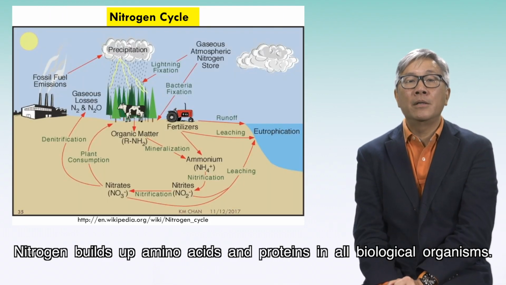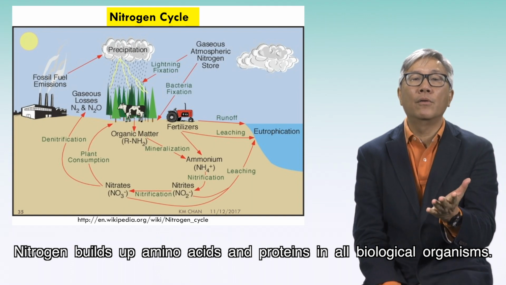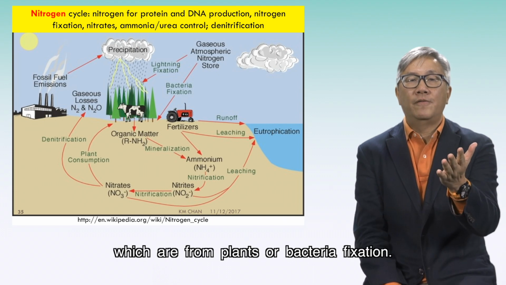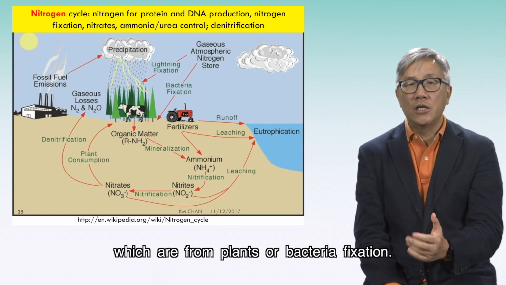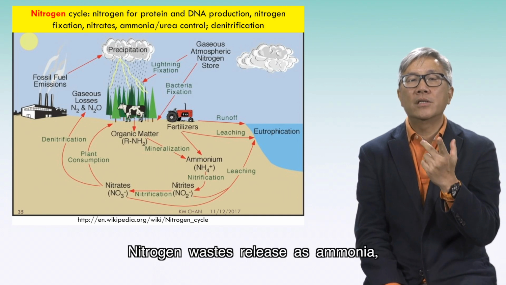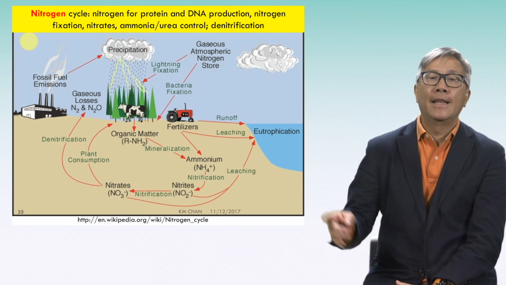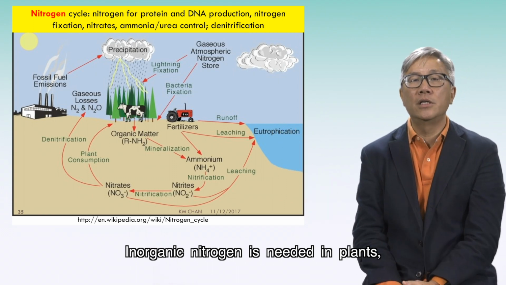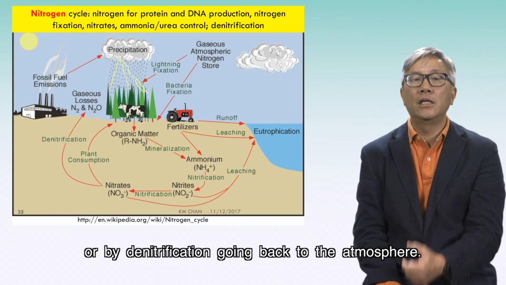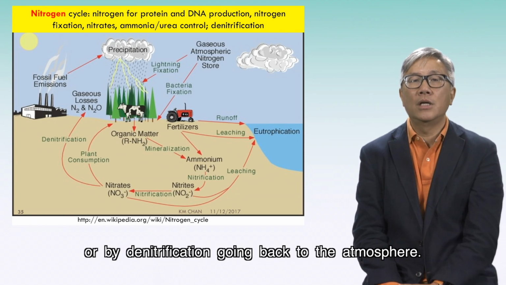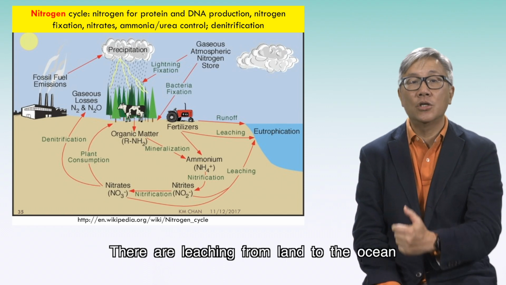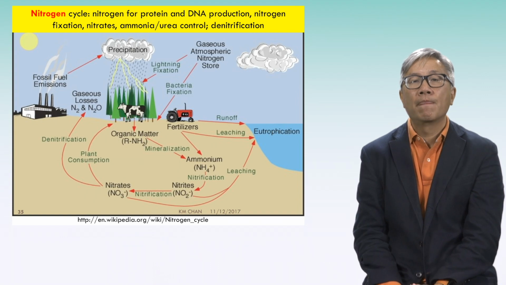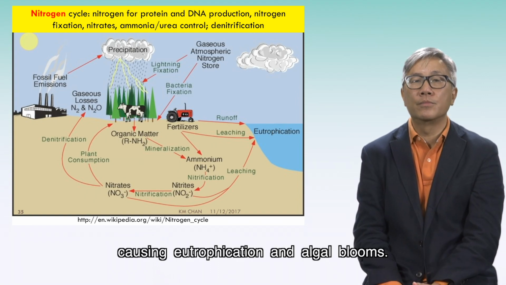Nitrogen builds up amino acids and protein in all biological organisms. We all need nitrogen, which comes from plants or bacterial fixation. Nitrogen waste is released as ammonia, later converted to nitrates through nitrification. Inorganic nitrogen is needed by plants, or by denitrification goes back to the atmosphere. Leaching from land to the ocean or waters with nitrogen waste causes eutrophication and algal blooms.